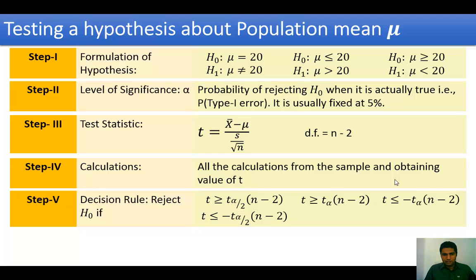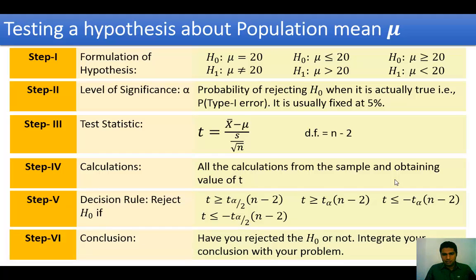Well, I have written here 3 decision rules according to the 3 hypotheses that you may see in step 1. In the first case, it is a two-tailed test, and the decision rule is that you are going to reject H naught if the value of your calculated t is greater than or equal to the table value, or less than or equal to minus that table value. And in this case you will look up the table by dividing alpha by 2, and the degrees of freedom of course is n minus 2.